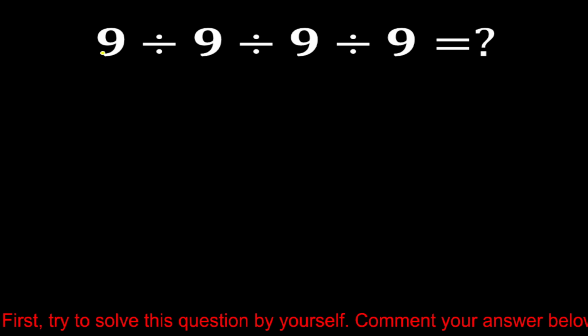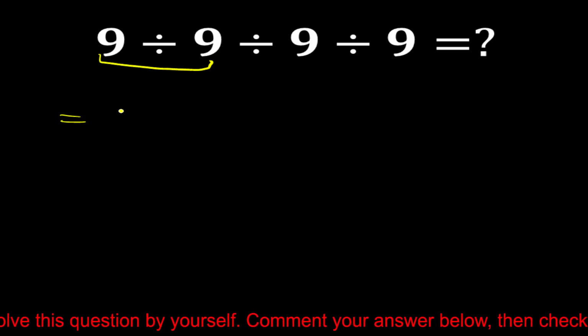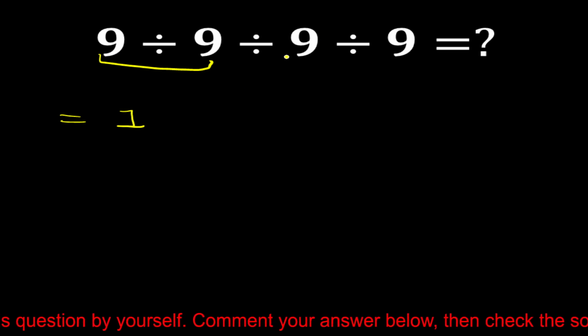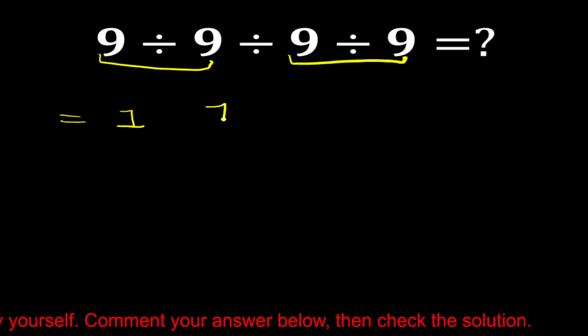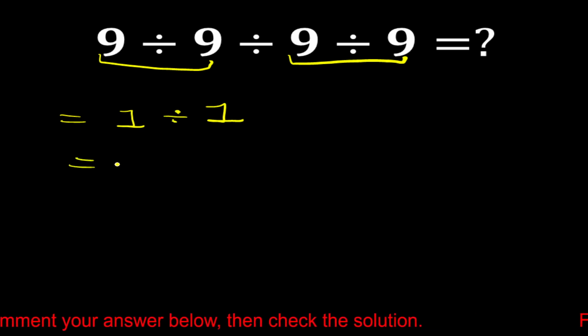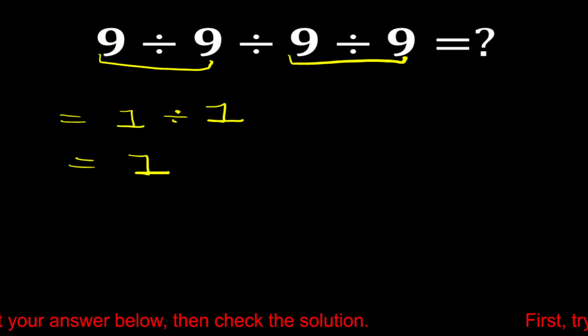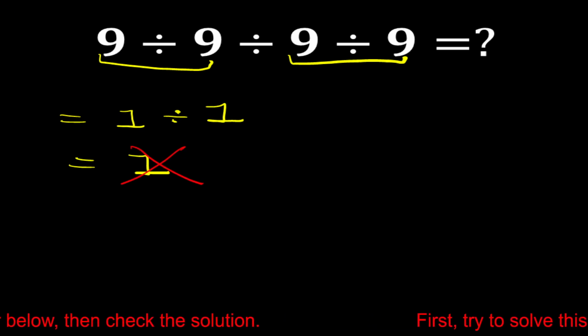So most people solve this question like 9 divided by 9 is equal to 1. Then again 9 divided by 9 is equal to also 1. Now 1 divided by 1 is equal to also 1. But this answer is not correct. This answer is completely wrong. Okay.